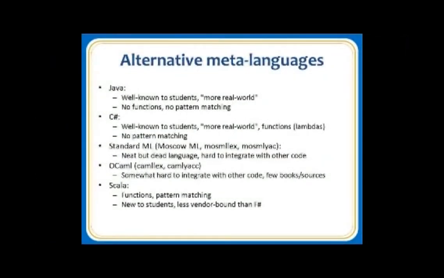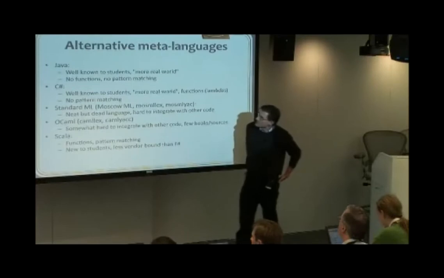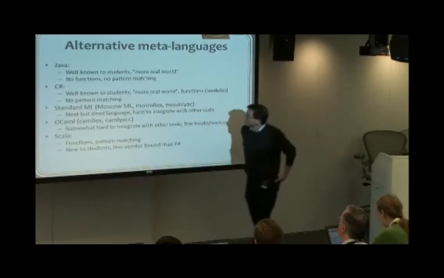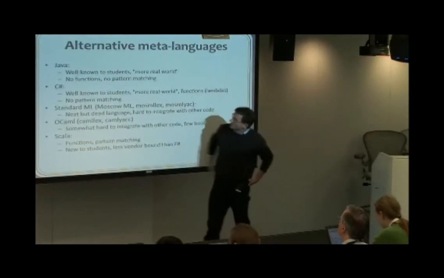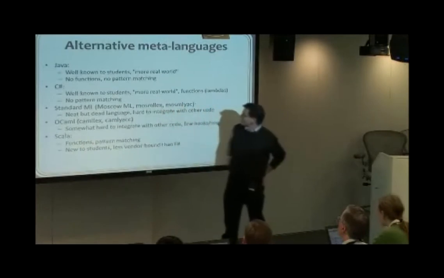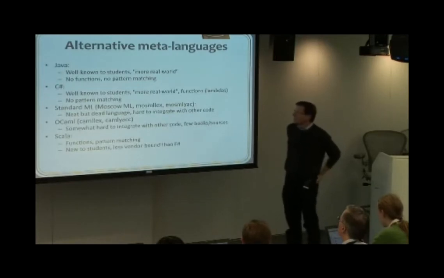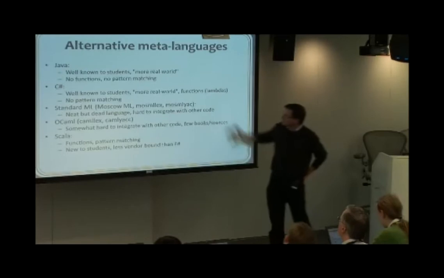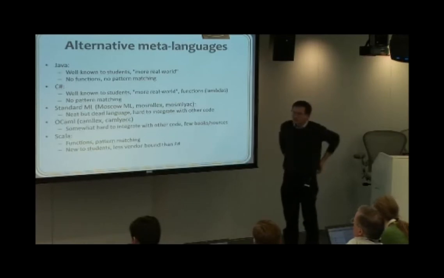So alternative choices, of course, Java, which the students know extremely well, so it would be maybe a better pedagogical tool. But it's rather sad, so far no functions and certainly no pattern matching. C Sharp is another equally well known language to the students. It does have functions, lambdas, so-called lambda abstractions, but still no pattern matching. Standard ML is the language I used previously for this sort of thing, using Moscow ML, MosML Lex, and MosML Yacc. It's a very neat, beautiful language, but it's, for all intents and purposes, a dead one, and it means that the students will have a hard time taking the constructions they learn using that language and just immediately use them in some other code.